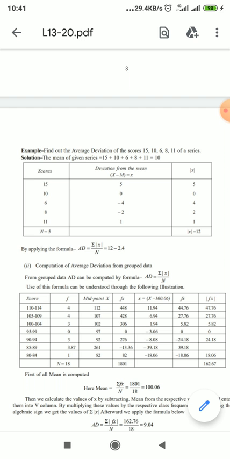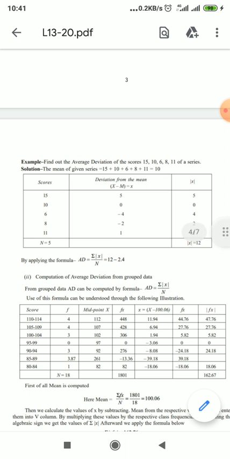So we know from the formula that average deviation AD is equal to summation of mod fx by n. Here the given value is 162.76 by 18. Then you get the value 9.04. This is the average deviation. This is the process through which we can determine the value of average deviation.